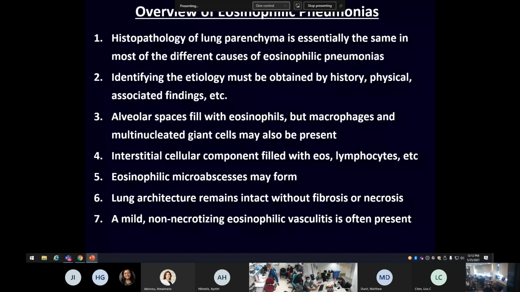And you can also have a non-necrotizing eosinophilic vasculitis may be present. The only type of eosinophilic lung disease that causes a necrotizing eosinophilic vasculitis is EGPA. Yeah, very good. Very importantly, this sometimes can come up on the boards, but acute eosinophilic pneumonia, which is a lung-limited form of eosinophilic pneumonia that's acute in onset, may also be accompanied by diffuse alveolar damage and organizing pneumonia. I'll show you some pictures.